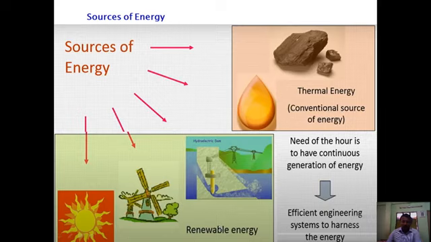The sources of this energy are limited and are going to end. For these two conventional sources of energy, in future there is a chance they can end, whereas the renewable sources of energy are unlimited in resources, and it is expected that in the near future they are not going to end.